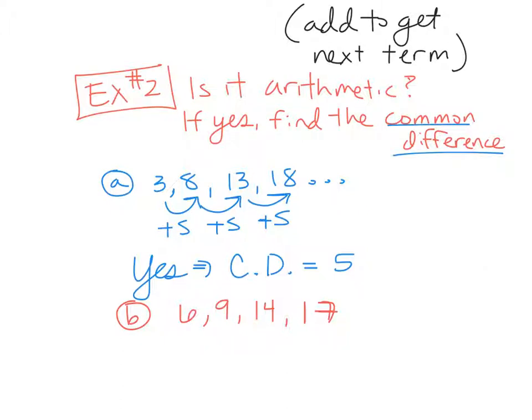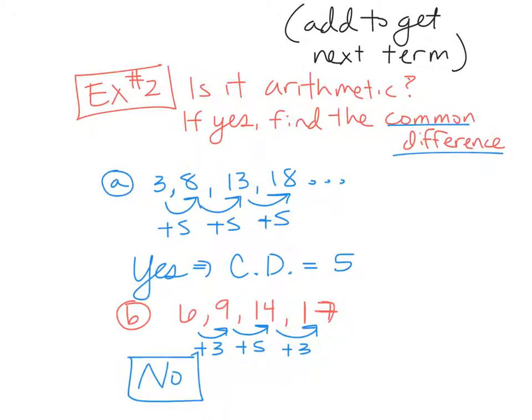Is that arithmetic? No. Why not? Because it doesn't go up the same number. Right, this is plus 3, this is plus 5, this is plus 3, right? So is it arithmetic? The answer is no. And if the answer is no, there is no common difference, so you can't answer with a common difference. Okay, questions on that?